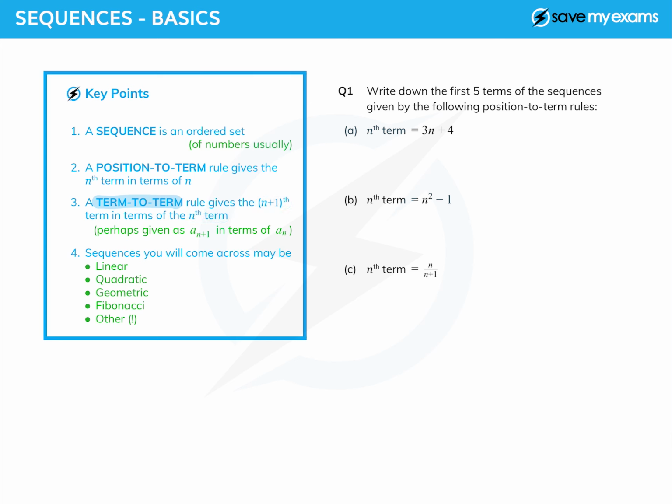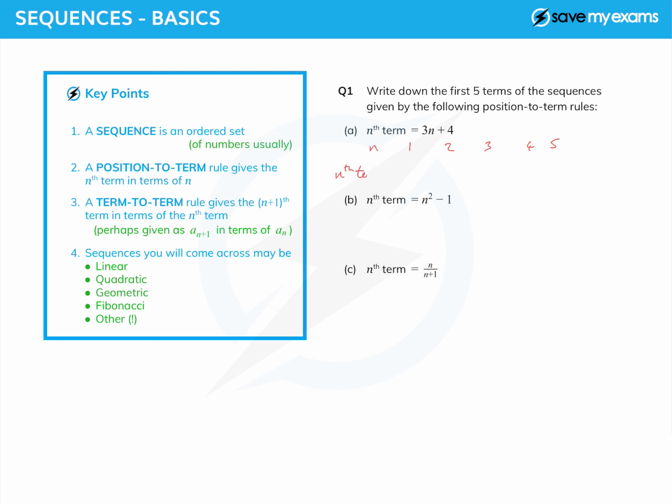And then there are a few sorts of sequences you need to be aware of, and their names are linear, quadratic, geometric, Fibonacci, but you'll be told how those work, and there are other ones as well. Now, there are tutorials on all of those, so we'll just have a quick look at a couple of questions. So in these questions, we're given an nth term and we're asked to find some particular terms, okay? In each case, the first 5 terms.